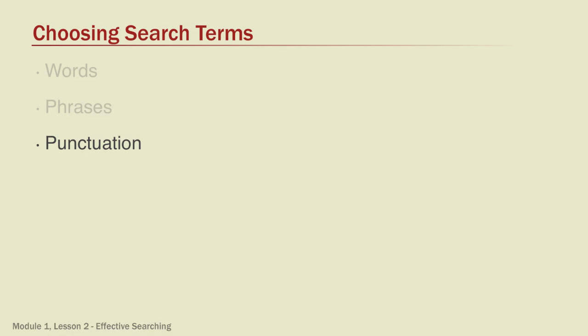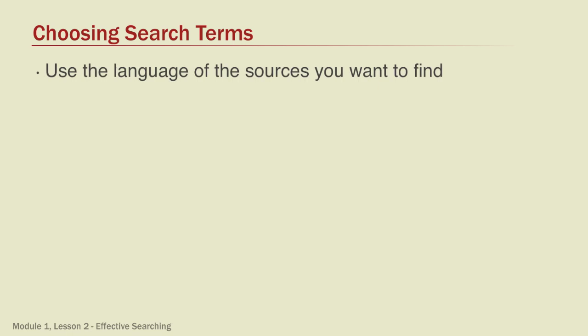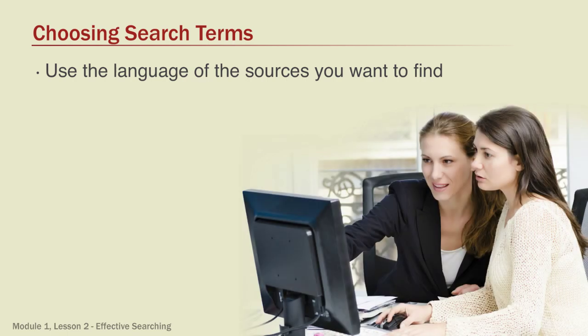Every database will look and function a little differently, but you can almost always use the same strategies to get good results. First, try to match your terms with the language in the sources you'd like to find. That is, think of the terminology that is most likely to be used by scholars writing about your topic. These keywords and phrases will help connect you with the most relevant results.